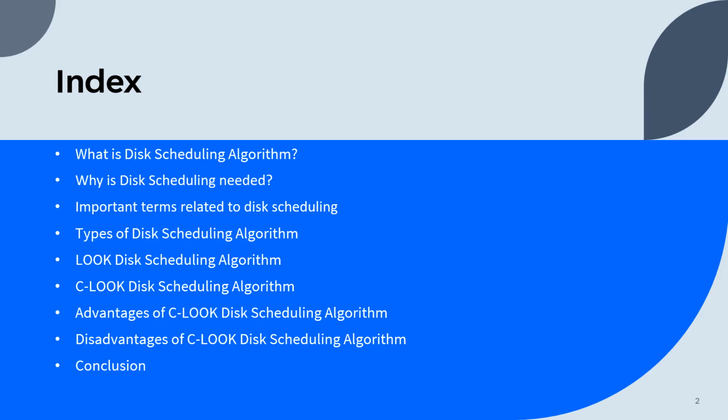So this is the index slide which gives an overview about today's learning. Firstly, we will see what is disk scheduling algorithm. Then we will see why is disk scheduling algorithm needed, important terms related to disk scheduling, types of disk scheduling algorithm, LOOK disk scheduling algorithm, C-LOOK disk scheduling algorithm, advantages of C-LOOK disk scheduling algorithm, disadvantages, and at the end we will see the conclusion.